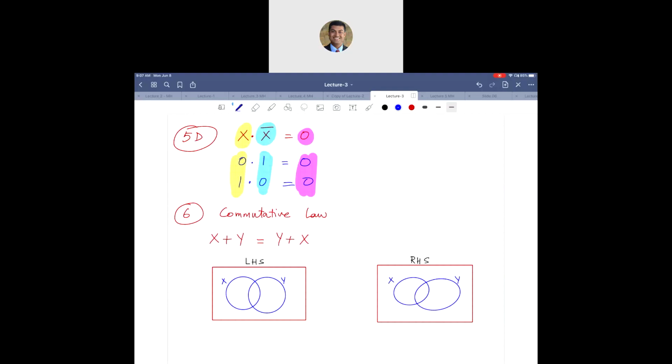On the left hand side, I need to do x union y. Okay? X union y would be everything inside this. That is x, and that completes y. On the right hand side, I need to do first y, right? So first y, y or x. Exactly matches up. So true. Again, you can also use perfect induction or the truth table method to prove this. Shouldn't be too difficult.